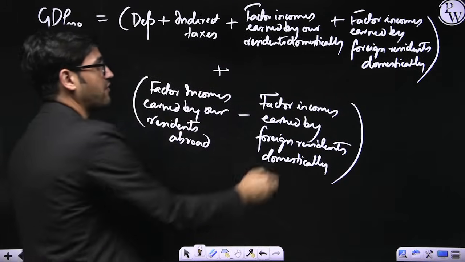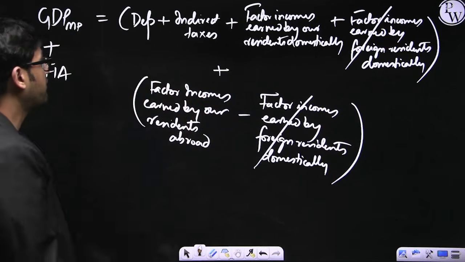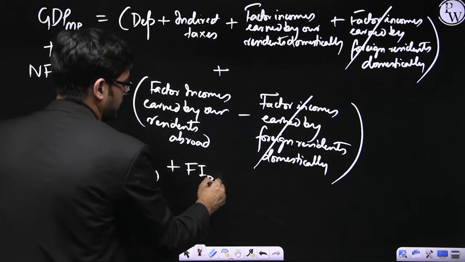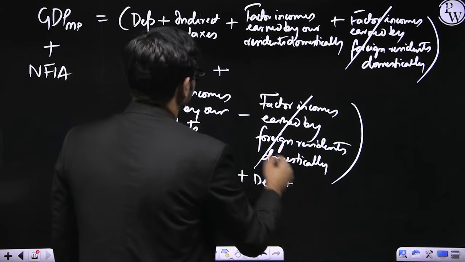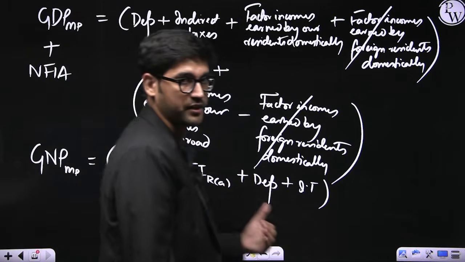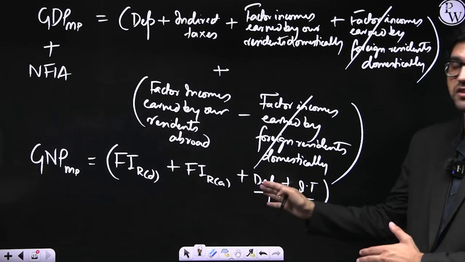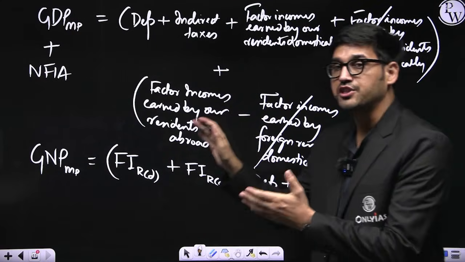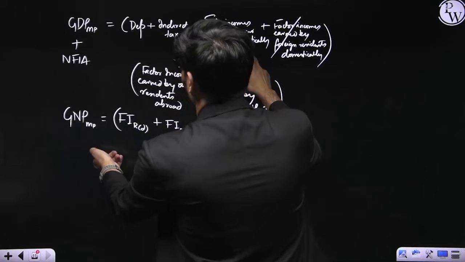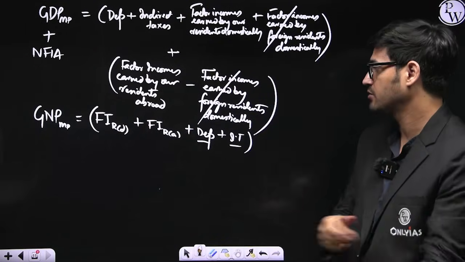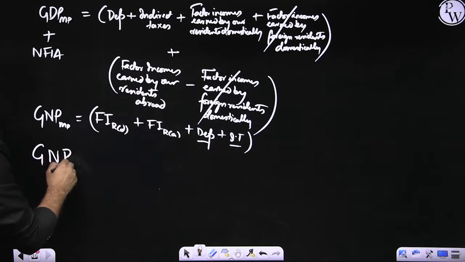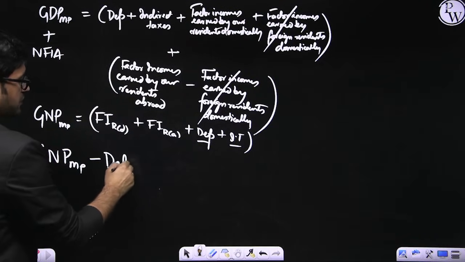You add this plus this, you will find this and this get cancelled out. What you are left with is, very simply put, factor incomes earned by our residents domestically plus factor incomes earned by our residents abroad plus depreciation plus indirect taxes. This is what GNP is, and this GNP will be at market prices, since it has two components in there, depreciation and indirect taxes. Now from GNP, we have to come down to national income. How do we do that? We will have to only look at that part of GNP which gets distributed amongst the factors of production. That means we will have to exclude these two components. So first thing we will do is, we will remove depreciation from GNP at market prices.